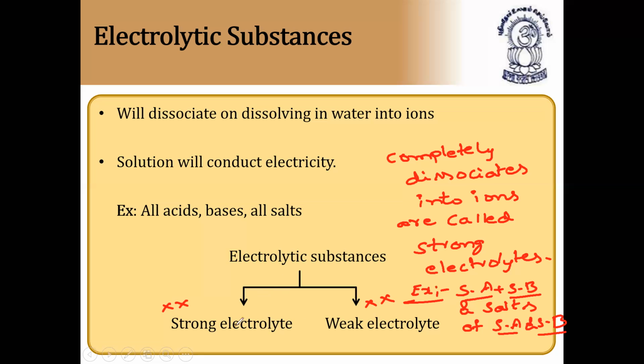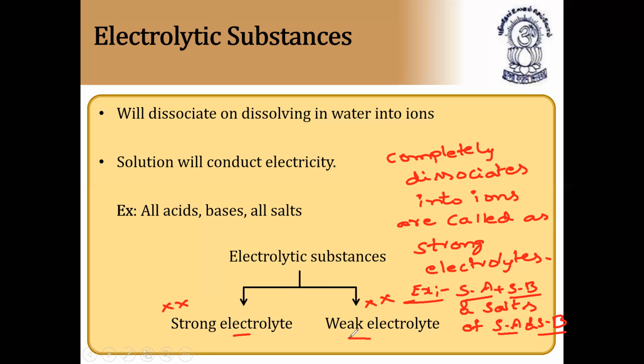Again, I'm repeating the definition. The electrolytes which, when dissolved in water, completely dissociate into ions, 100% dissociation, are called strong electrolytes. Examples: strong acids, strong bases, and salts of strong acid and strong base. These are all called strong electrolytes.